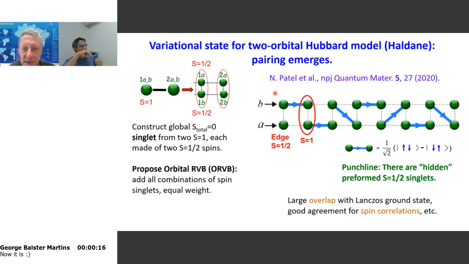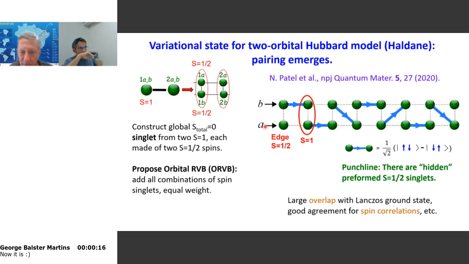So this is a variational state that you will have to accept my word for now, but apparently it captures the essence of the problem. We have done calculations with the variational state and compared with Langshaw's, and it works very nicely. There is a large overlap, good agreement for spin correlation, and so on. So believe it or not, this is a way to think of the spin 1 Haldane chain.